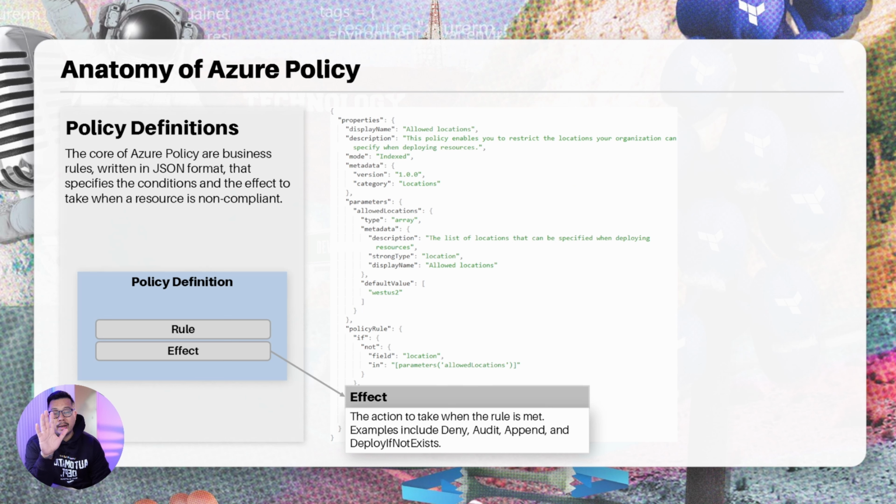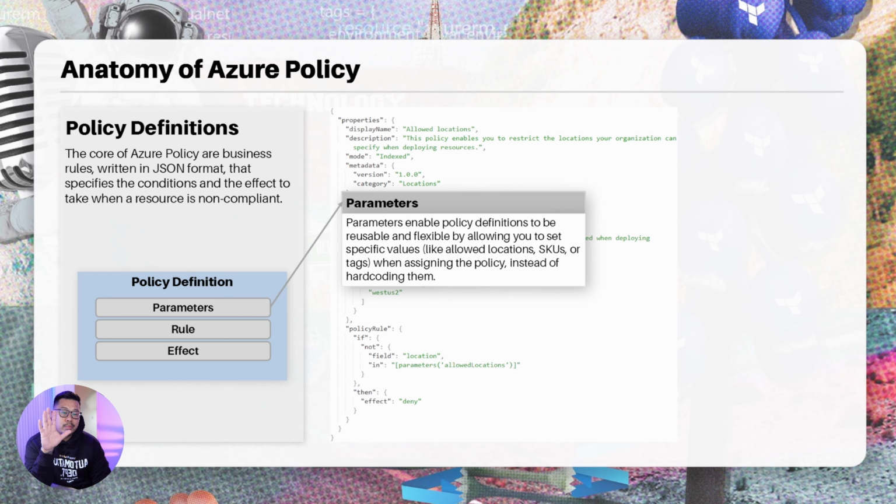Okay, let's talk about the last key component, which is parameters. Parameters enable policy definitions to be reusable and flexible by allowing you to set specific values when assigning the policy instead of hard coding them. This would allow you to create an assignment using this policy definition, but passing different attributes. So you could have two different initiatives that are scoped to two different subscriptions, and they're limited to two different locations. So you'd pass the different locations as parameters.